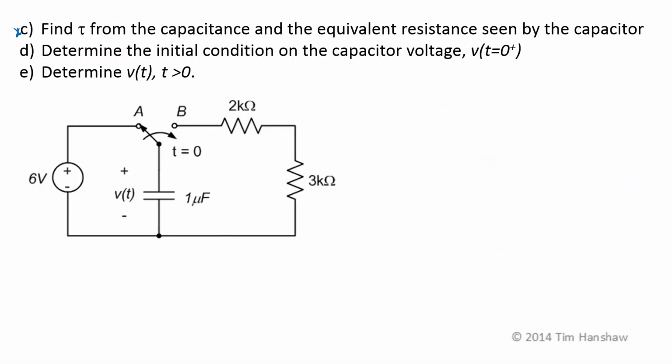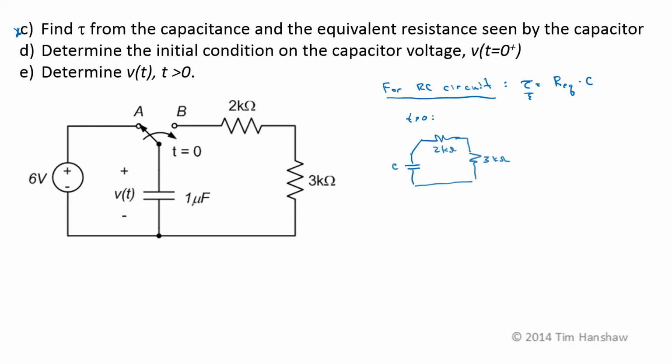Part C. Find the tau from the capacitance and the equivalent resistance seen by the capacitor. So for an RC circuit, for a first order circuit with only one energy storage element, where the energy storage element is a capacitor, the time constant, tau, is just the equivalent resistance seen by the capacitor times the capacitance. Now tau is a property of the circuit for t greater than 0. So remember that the circuit for t greater than 0 was this one, and we want the equivalent resistance seen by the capacitor. This is essentially like a Thevenin circuit problem.